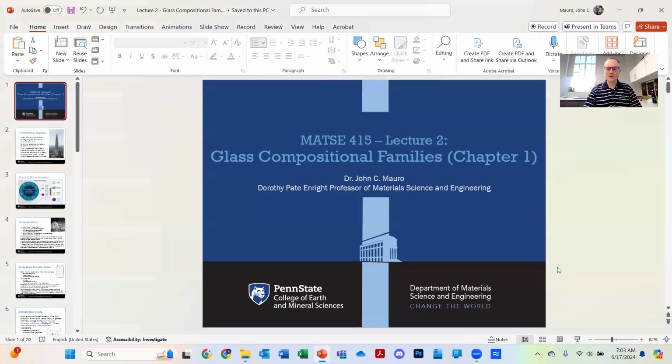Today, we are going back to the beginning of the book. We're going to go back to chapter 1 and discuss glass compositional families. The purpose of today's lecture is to try to give you a broad overview of various compositional families of glass, including some of their important properties. And then what we'll do later in the course is to dive in deeper into each of these families to learn about their structure, to learn the details of their properties, and so on.